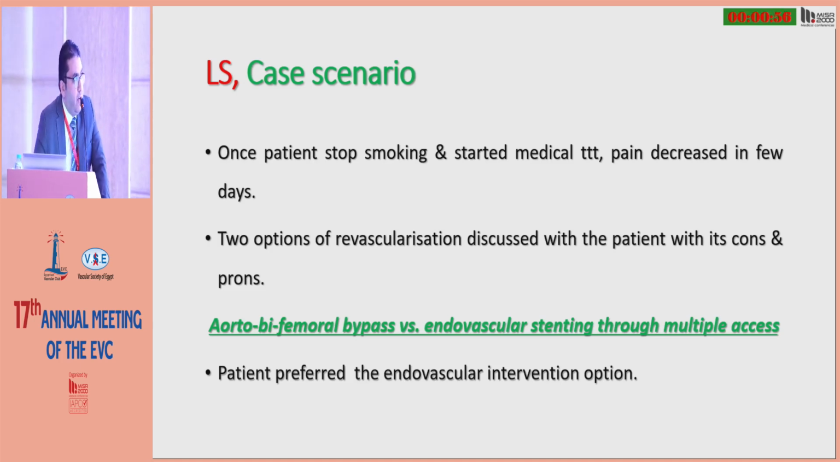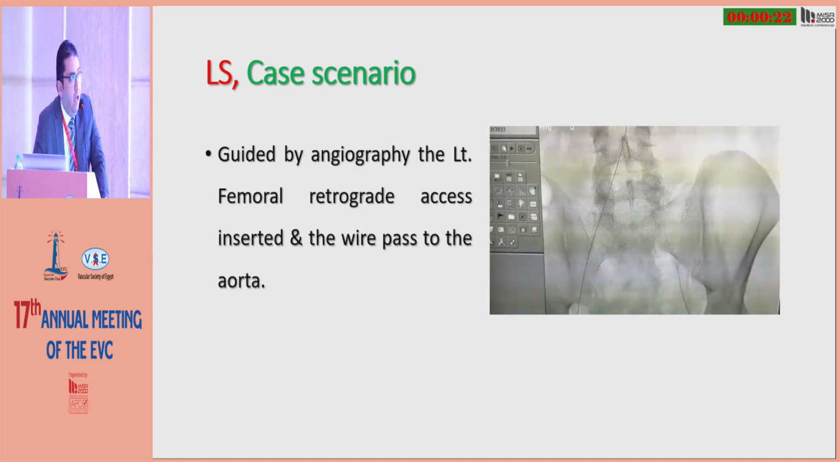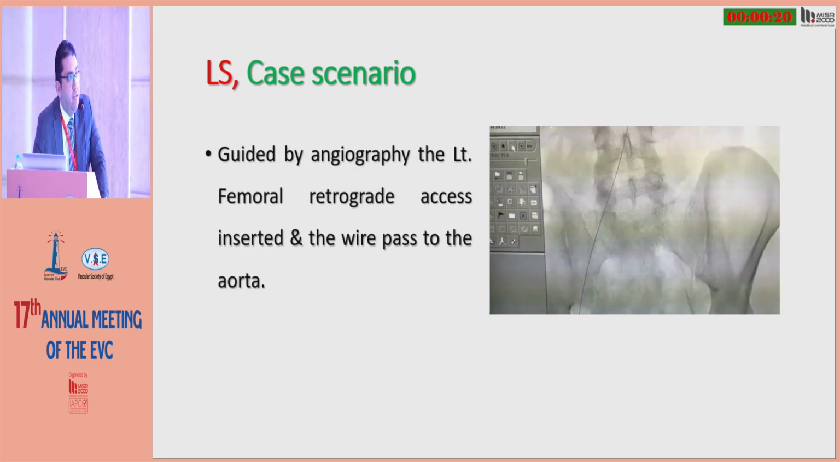Again, to our case: once the patient stopped smoking and started medical treatment, pain decreased in a few days. Two options of revascularization were discussed with the patient with their cons and pros, aortobifemoral bypass versus endovascular stenting through multiple axes, and the patient preferred the endovascular option. We did our angioplasty through left transbrachial access to the aorta. The right iliac lesion was passed easily, as we are seeing.